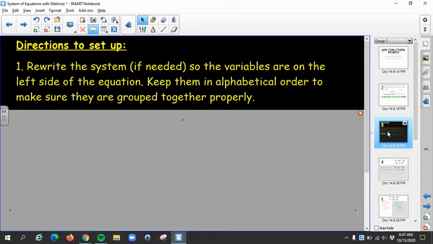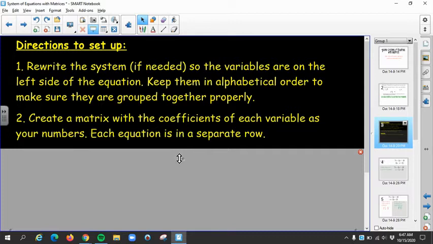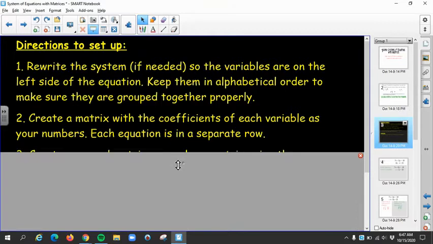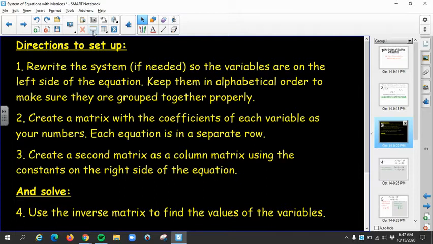So step one, you're going to rewrite the system. This is if needed because some of them are already written in order. So the variables are on the left side of the equation. Keep them in alphabetical order to make sure they are grouped together properly. Step two, create a matrix with the coefficients of each variable as your numbers. Each equation is a separate row. Step three, create a second matrix as a column matrix using the constants on the right side of the equation. Your last step, use the inverse matrix to find the values of the variables. If that all sounds confusing, let's do an example together.